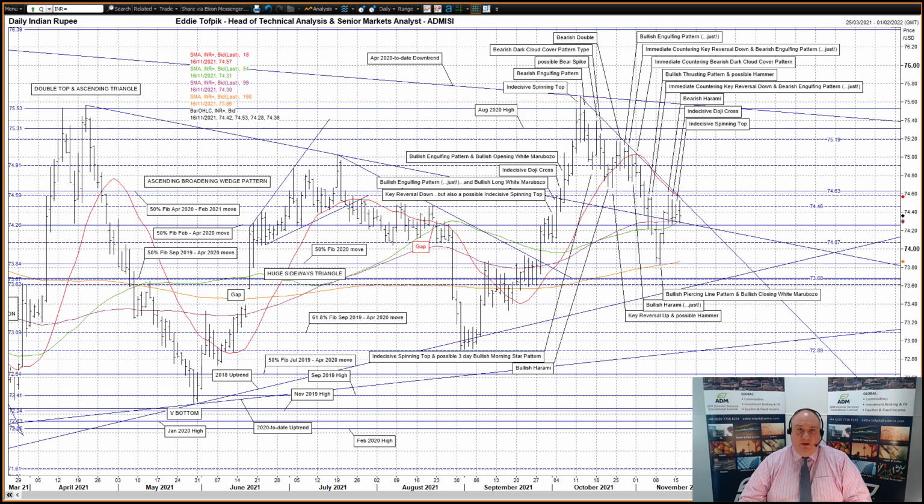US dollar against the Indian rupee. A second consecutive indecisive pattern yesterday, this time slightly higher yet still an indecisive spinning top. The base of the action was clearer this time.